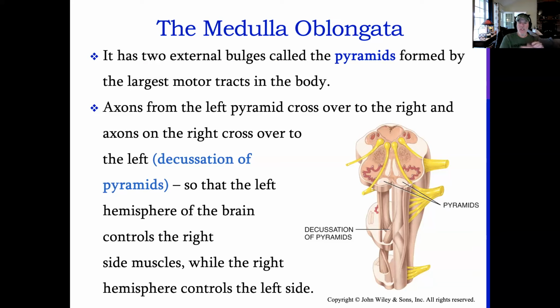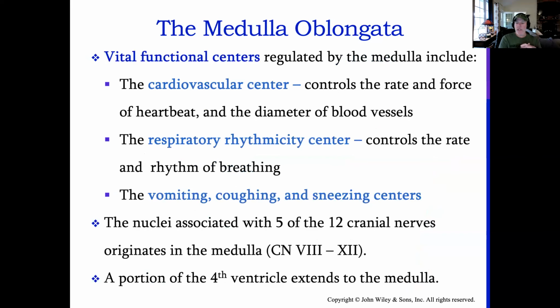But the reason for that pattern of expression of the motor skills is going to be because of the crossing over of the tracts at this level of the brainstem. Now, we mentioned the other nuclei that were going to be important in there. These nuclei are related to cardiovascular and respiratory control.